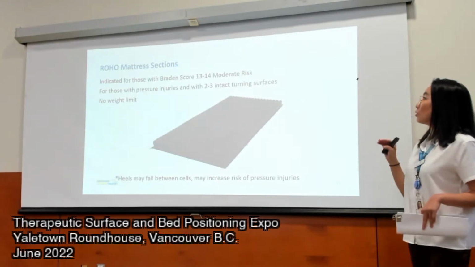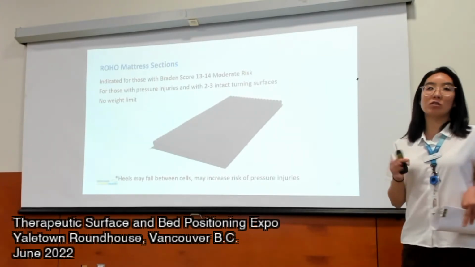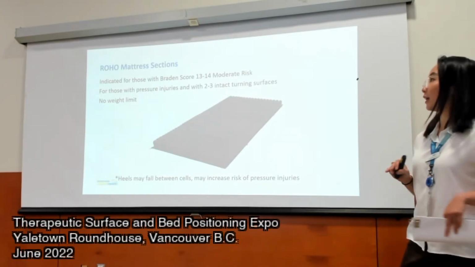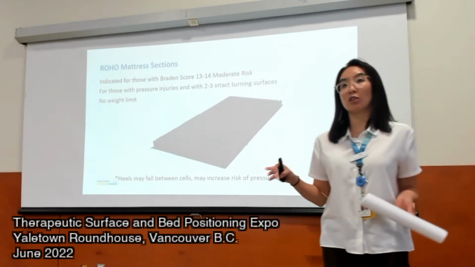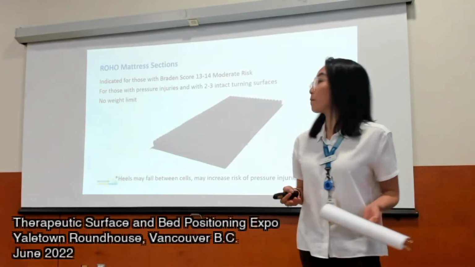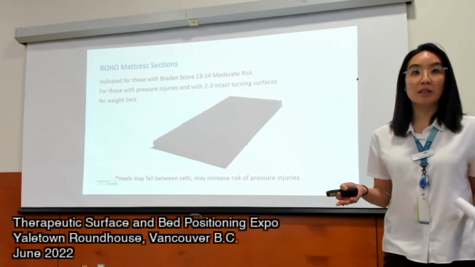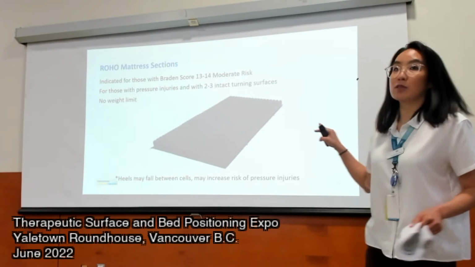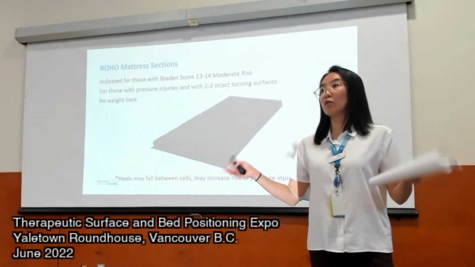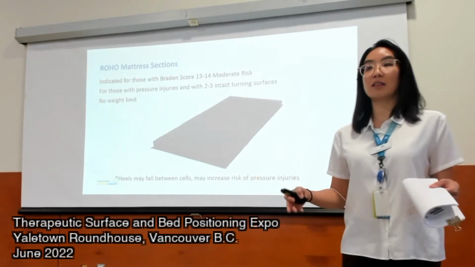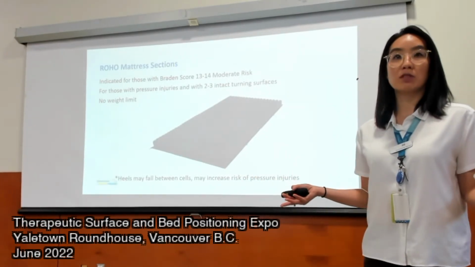So this would be indicated for somebody who scores 13, 14 unabraided, okay? And for people who already have a pressure injury, but still have 2 to 3 intact turning surfaces. There's no weight limit, and this would be considered a reactive mattress because the air cells react to the force that is applied on the body, and then the air is redistributed throughout.